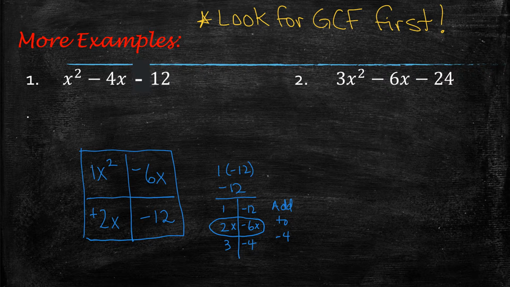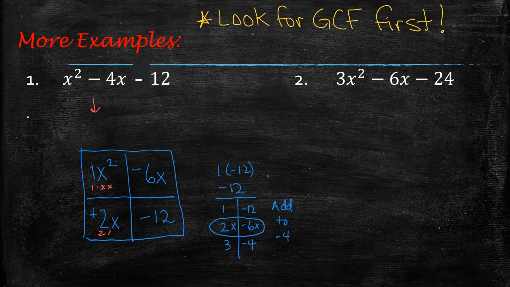It does not matter. All right, so once you get it in your box, now we're looking for the GCF out of each column. So we're going to look at this first column here, and we're going to see what we can divide out of it. And if you have to, go ahead and write out your prime factorization. 1 times x times x.